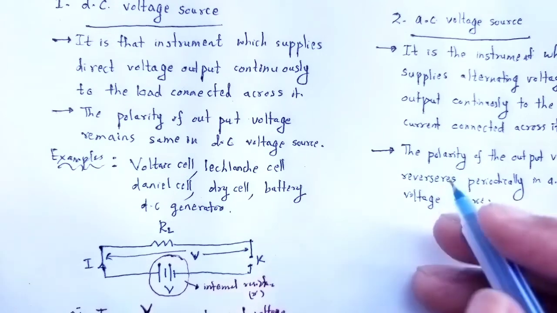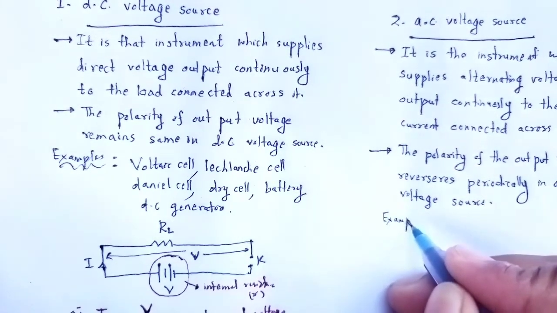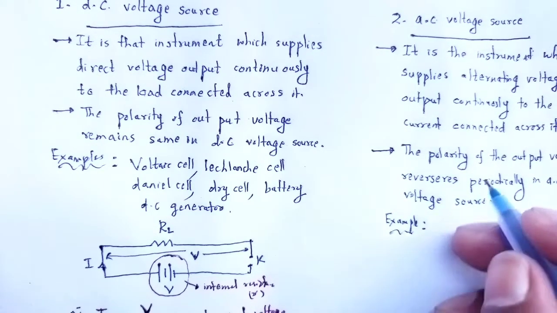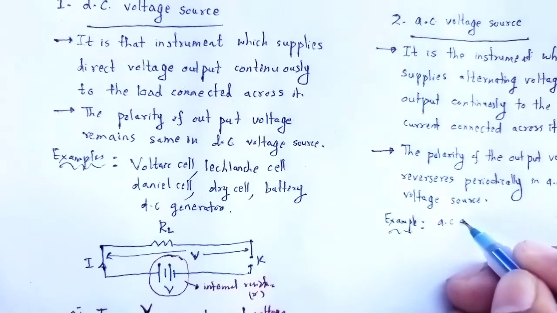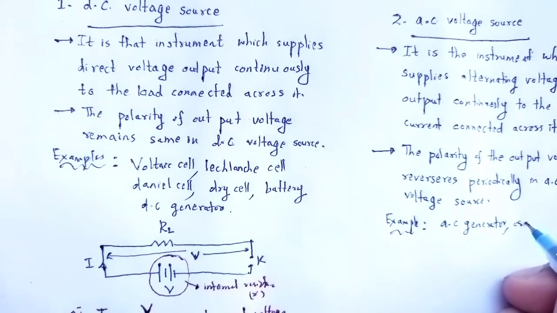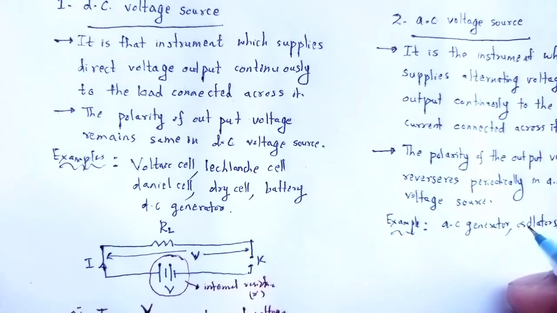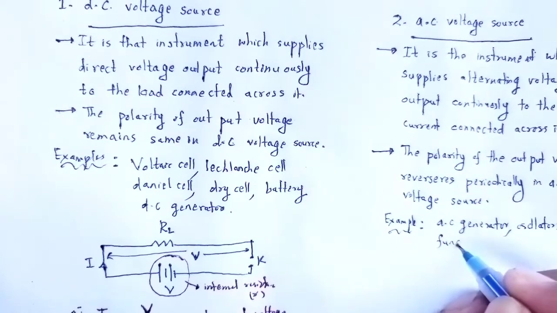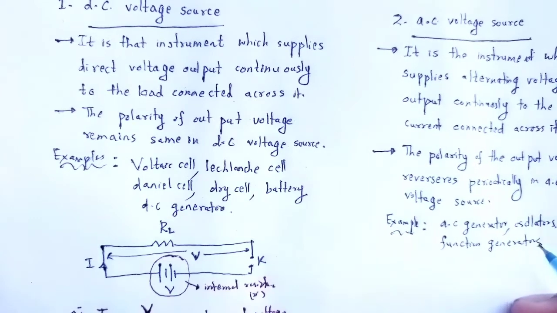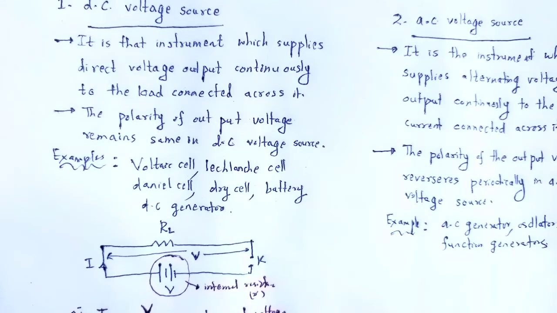And some examples of AC voltage source, like AC generator, oscillators, function generators, are some examples of AC voltage source.